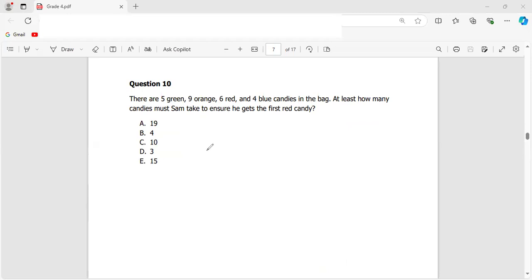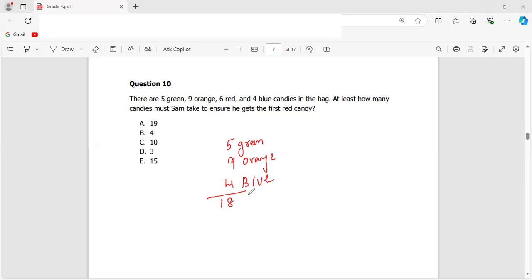Sam took out some candy. So suppose he's taking candies one by one. So when he's taking it out, he got all the 5 green candies. Then he got, not red, because we have to find red, so say 9 orange candies and 4 blue candies. So this adds up to 18.